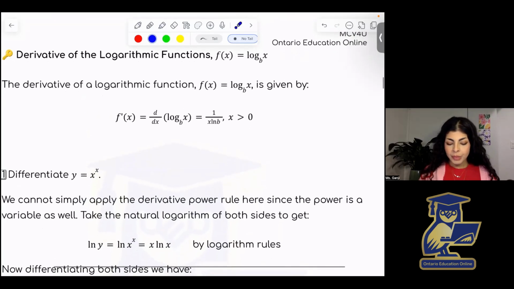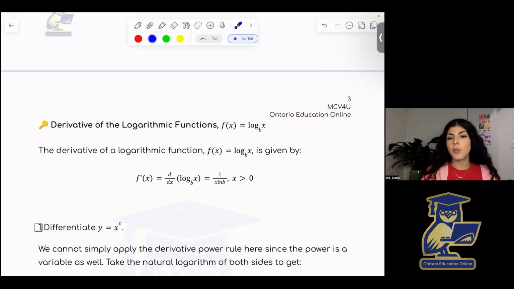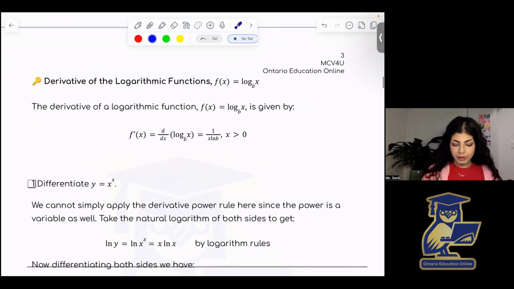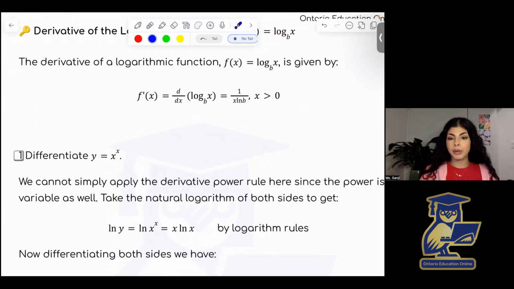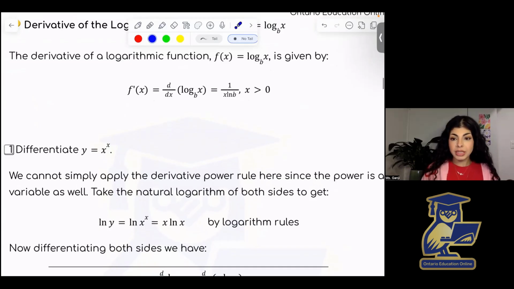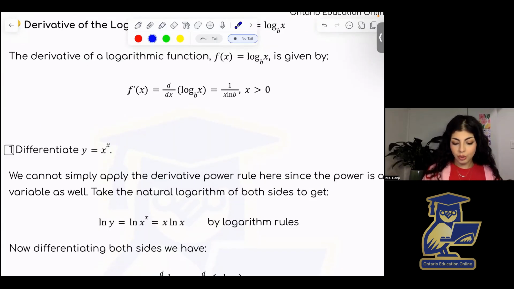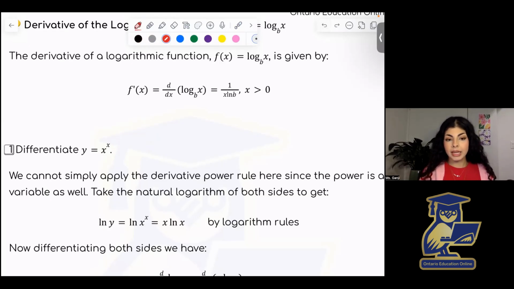So let's try now, because we defined this, but now you might be thinking, why is this useful? What am I going to do with this? But it's going to be a very useful tool for us in differentiating specific functions. So let's start with our first example here, which is y equals x to the power of x. So here you do have a power, but we can't actually apply the derivative power rule because the power is a variable itself. It's x. So we can't just do x times x to the x minus 1. We can't do that. So we need to find another method.